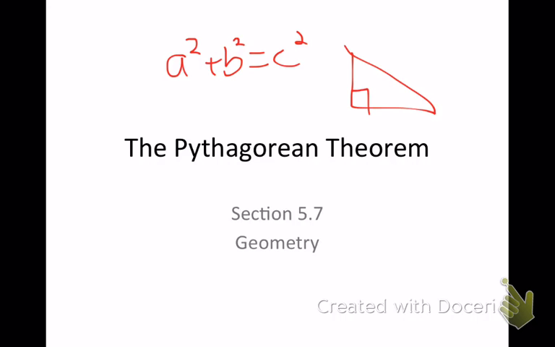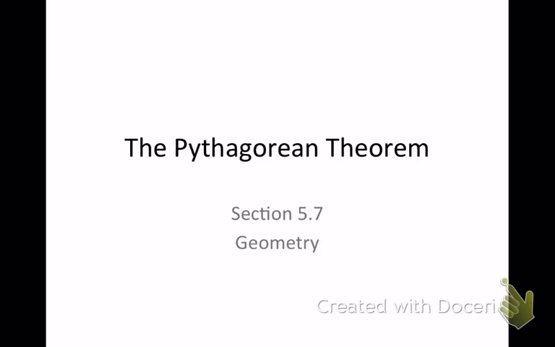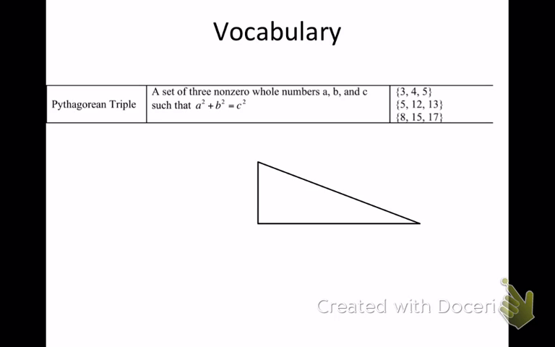If you had to take probably just one concept and say which geometry concept is probably used the most in real life, it's probably going to be this one right here. The Pythagorean Theorem is used probably more often than anything else. It's one of the most common things. Great. Okay, first off, vocabulary here.